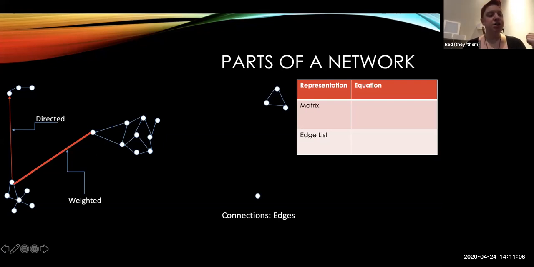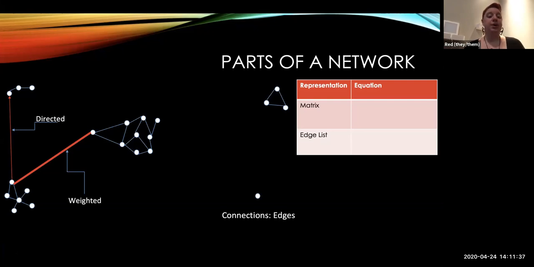And there are directed edges. Directed edges are exactly as they sound. They have a direction. So if we're talking about networks like Twitter, for example, in Twitter, you can follow someone and they don't have to follow you. So that edge between you and the person that you follow is directed because it's not coming back the other way.